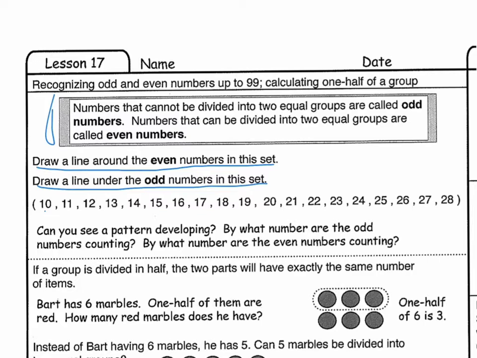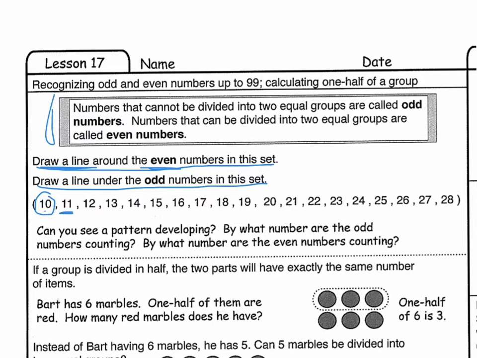10 can be divided into two even groups, 5 and 5. So that is an even number. So even numbers, I'm supposed to draw a line around them or circle it. And go like that. 11. Can 11 be divided into two equal sized groups? Well, the closest I can get is a 5 and a 6. 5 and 6 makes 11. I can't use the same number in both groups. I can't do 5 and 5 or 6 and 6 or something like that. So this is an odd number, so I'm going to underline it.